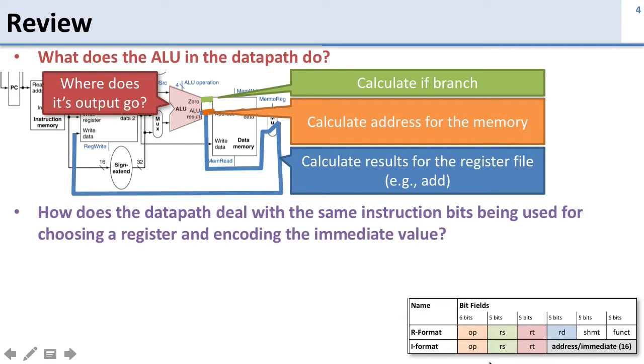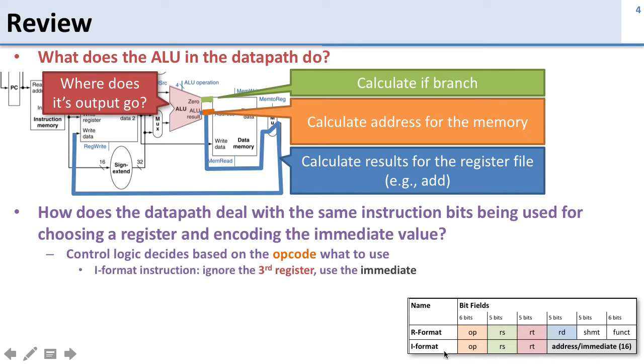Now, how does the data path deal with the same instruction bits being used for different things? Well, remember, here are our formats of instructions. You can see that in some cases we use these bits to specify a register, and in some cases we use them to specify an immediate. And how do we do that? Well, we look at the opcode. Depending on the opcode, we can figure out if it's an R format or an I format. If it's an I format instruction, we're not going to use this third register, and instead we're going to use the immediate. If it's an R format instruction, we're going to do the opposite. We're going to use the third register and not use the immediate.